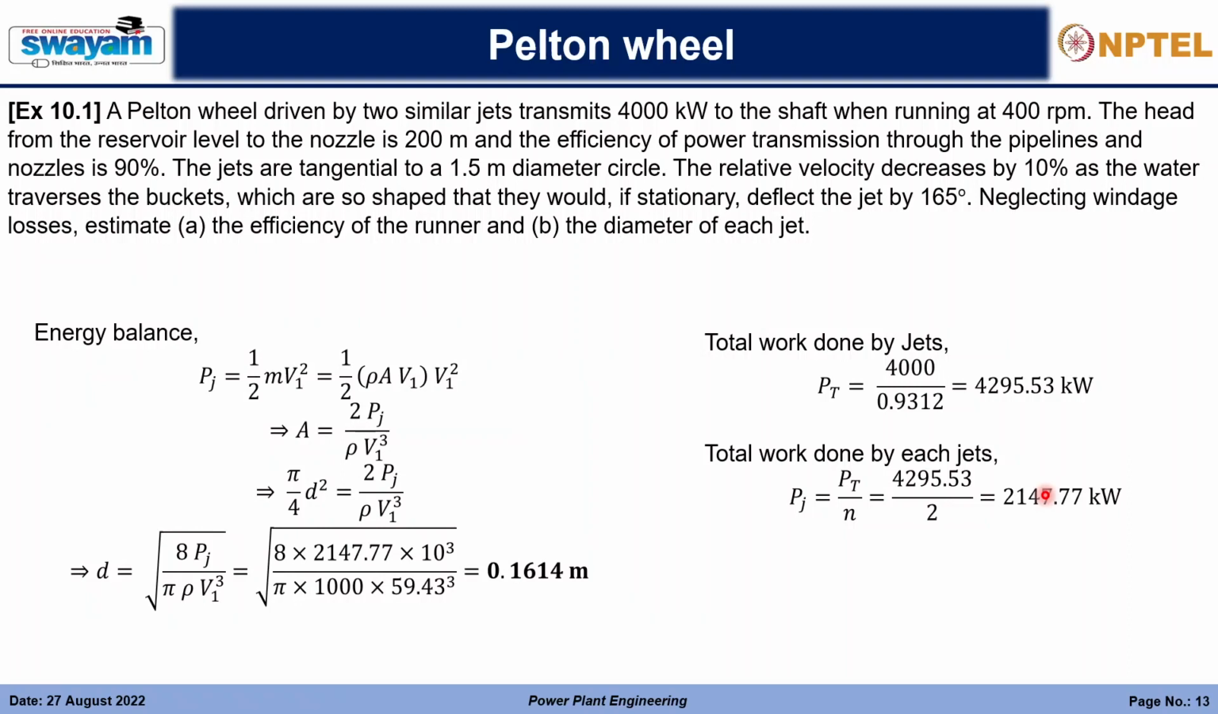Then we do the energy balance in such a way that for each jet's kinetic energy, we can calculate by this formula the velocity of the jet leaving the nozzle. If the velocity is known, we can calculate the diameter of the nozzle that we require. By this we get the diameter of the nozzle as 0.1614 meter. So this is how the energy balance is done.